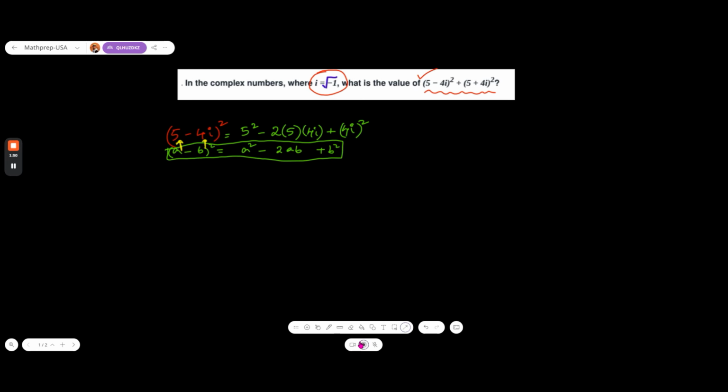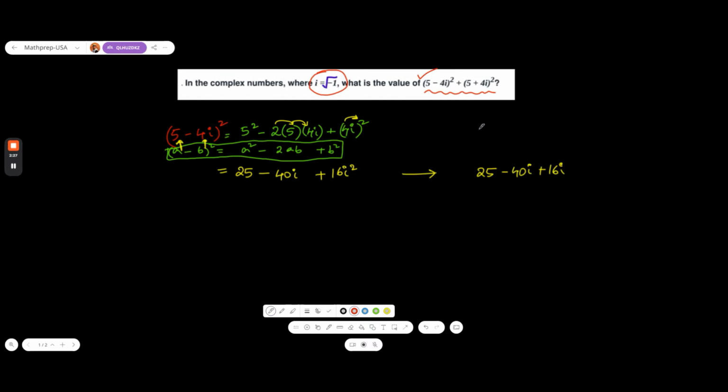Now coming to the next part, 5 square gives us 25, minus 2 times 5, 10, 10 times 4, it is 40, so negative 40i, plus 4 square gives me 16, and i square, so total 16i square. Let me copy this result here separately, which is 25 minus 40i plus 16i square.